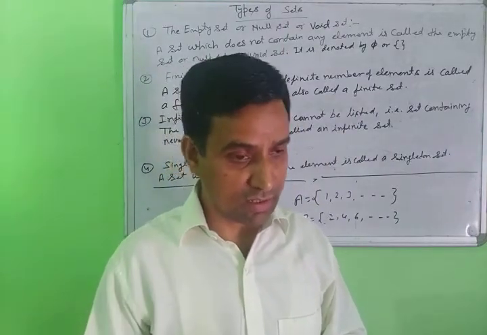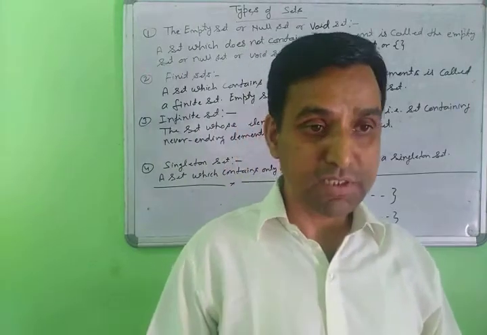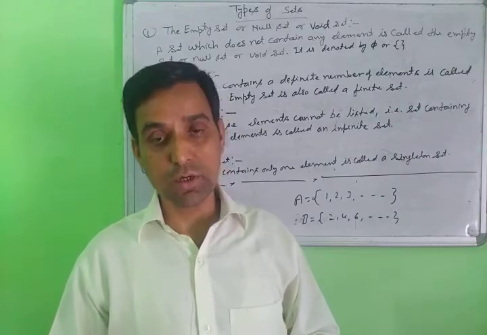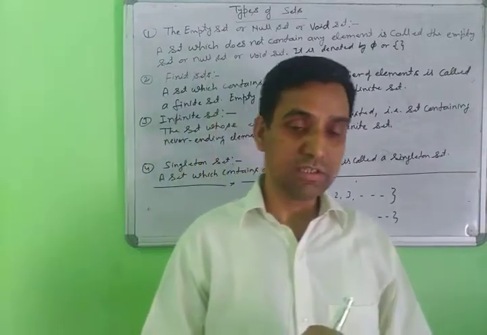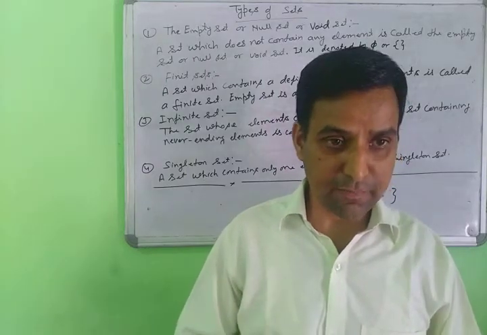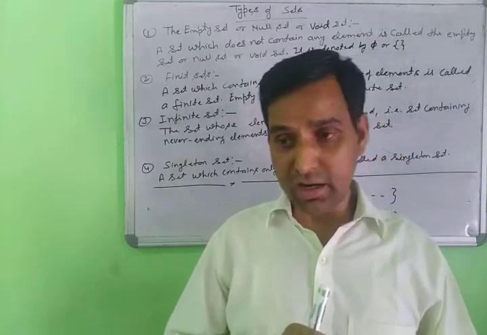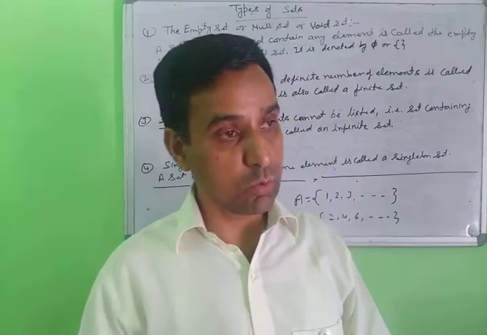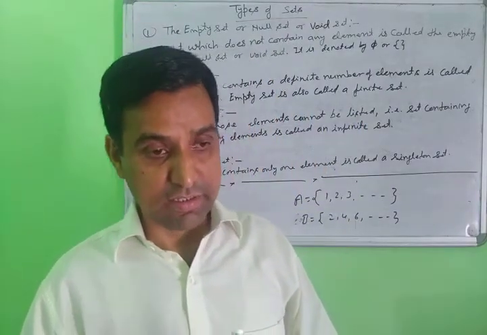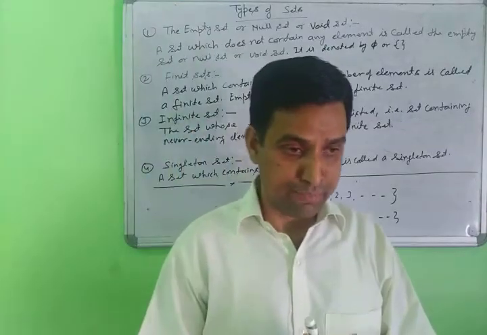Second point you have learned in the last lecture, how to represent a set. Sets are represented in two forms: first, roster form, and second, set builder form. And the third point you have learned in the last lecture, the rules of sets. The second rule is you don't repeat any element in a set. These are the three things you have learned in the last lecture.